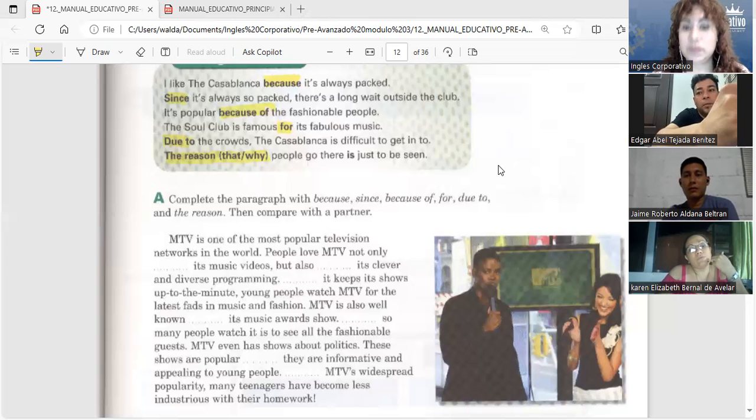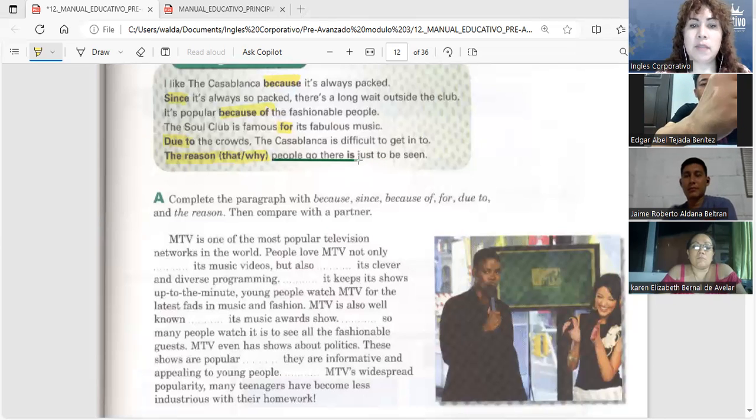Excuse me, teacher, I have a question. Of course. Tell me. When can I use the reason that or why? Oh, that's what we call a cleft sentence. So if you notice in this one, here it's kind of reversed. Here after the subordinator, let's say, we use the clause, the main idea. People go there. And then in this one, we give the reason after, and we give the reason precisely after the verb to be.